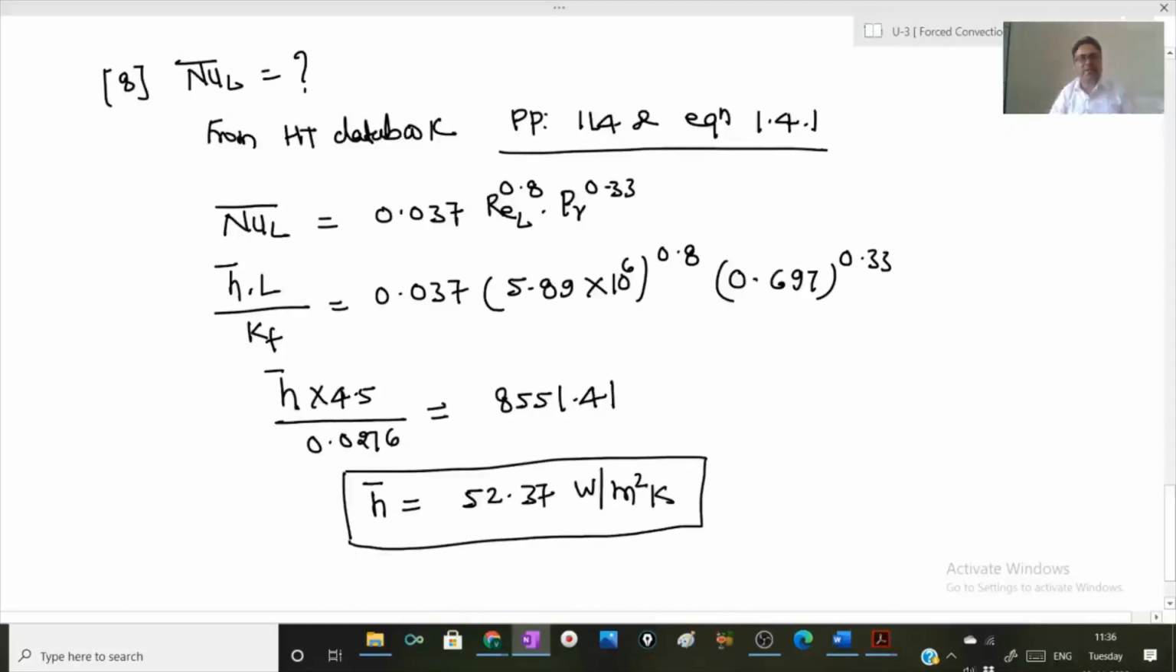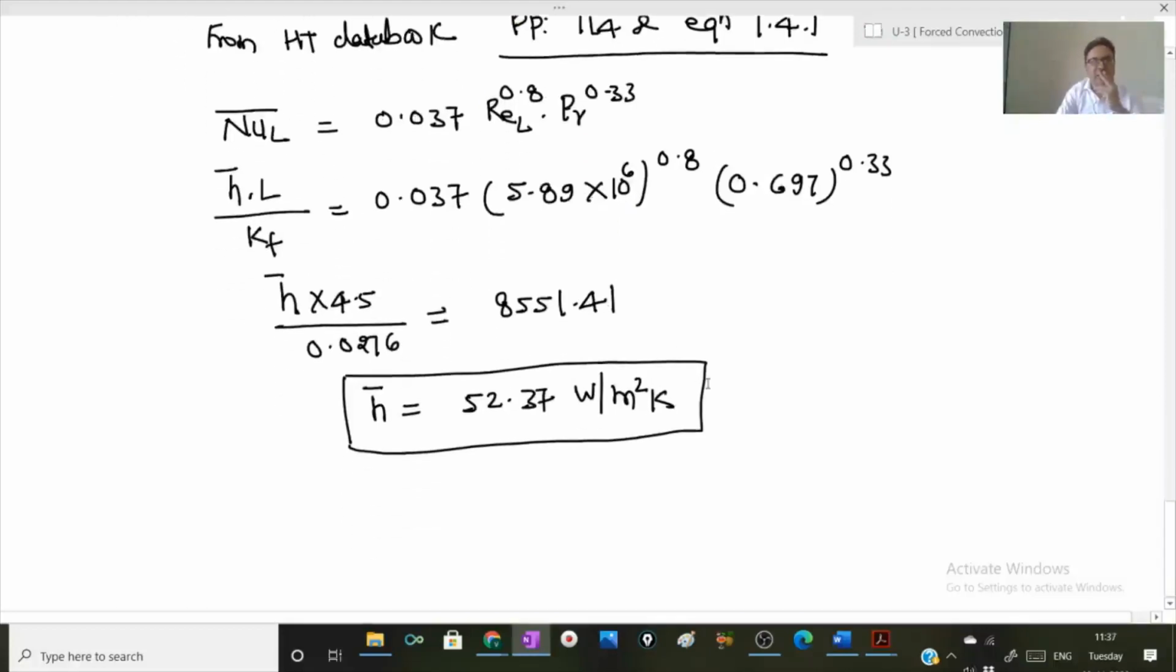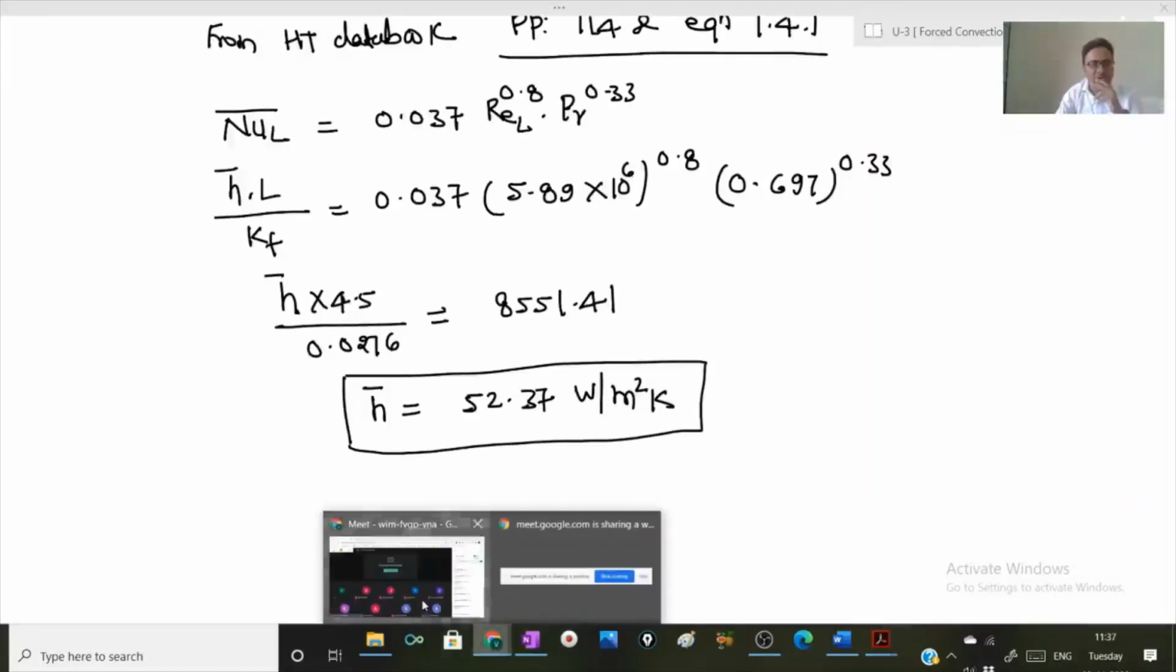Okay. This way I can find out the appropriate correlation of Nusselt number and the value of average convective heat transfer coefficient. I hope all of you have got the same value.